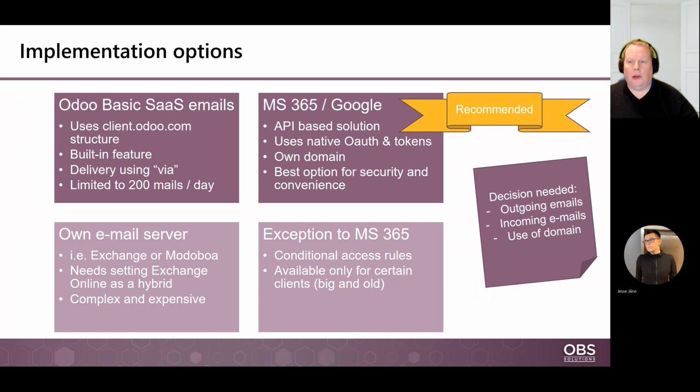The second option is to utilize Microsoft 365 or Google as the sending system for emails. You can use your own email server, but the delivery has been less than successful in several cases. So in order to save you a lot of trouble, for business use, just use the Microsoft or Google solution. They are based on the APIs. They are using OAuth and tokens. You can use your own domain, and we consider this to be the best option for security and convenience.